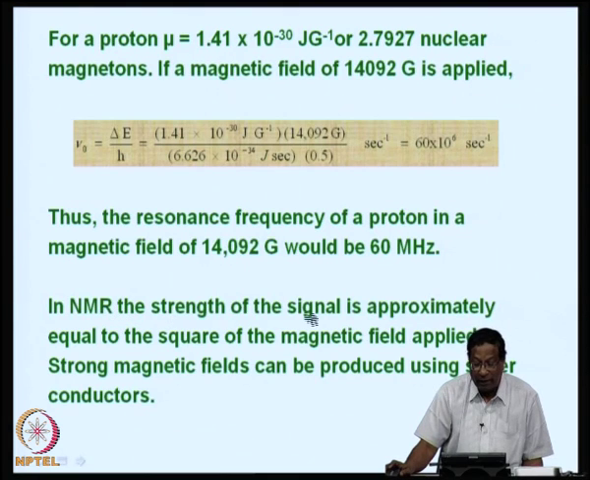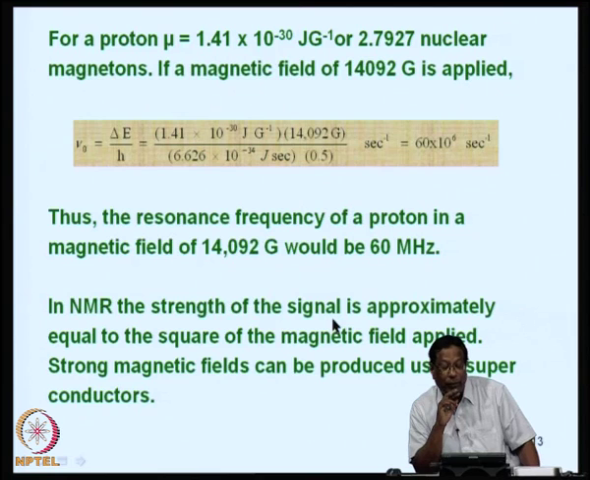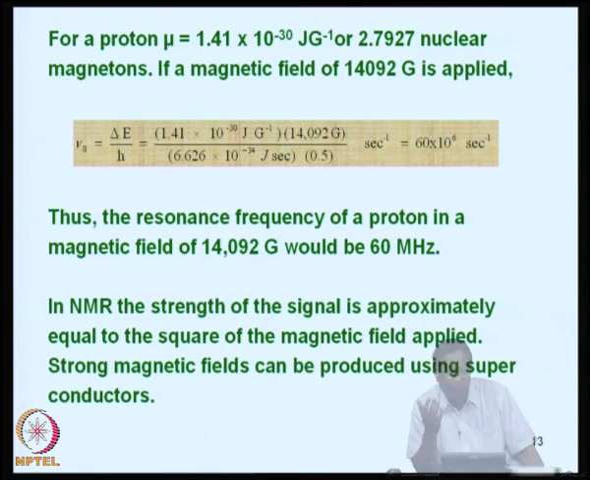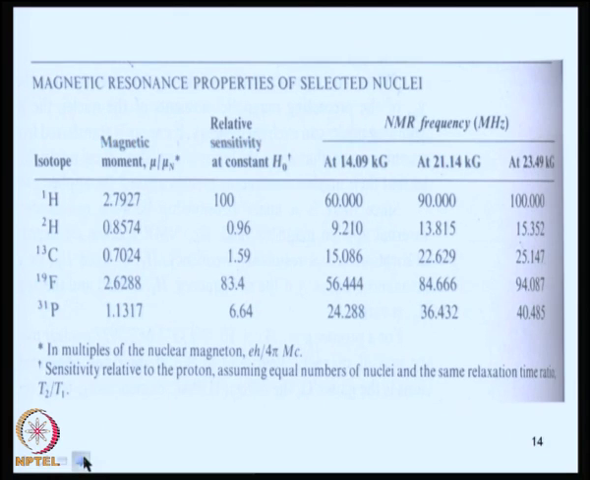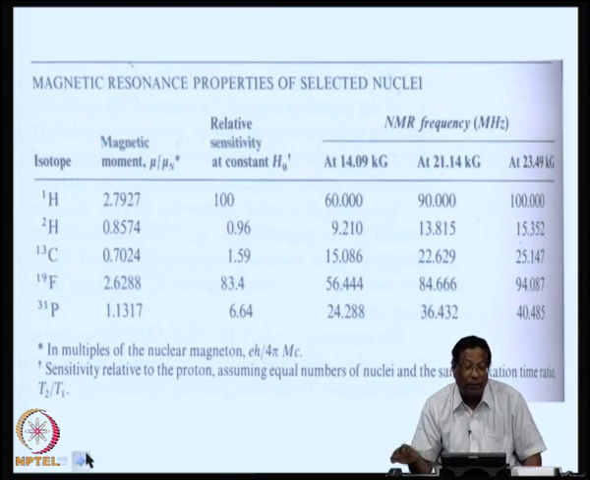So, in NMR the strength of the signal is approximately proportional to the square of the magnetic field. Strong magnetic fields can be produced using superconductors. So, this is what has spurred the development of NMR, because very strong magnets have become available.